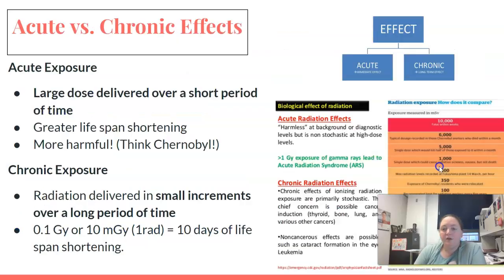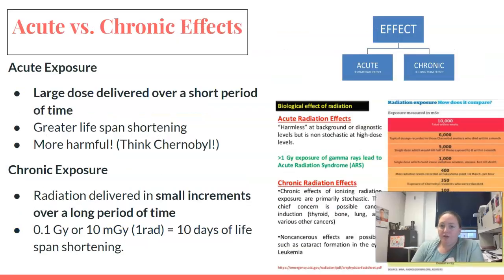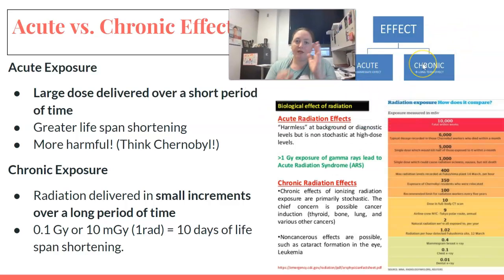So acute versus chronic are, again, two terms I want to kind of separate for you. Acute is a large dose delivered over a short amount of time. This is a big dose. It has greater lifespan shortening, more harmful. I want you to think Chernobyl, or the atomic bomb being dropped. That's a big dose in a short amount of time.